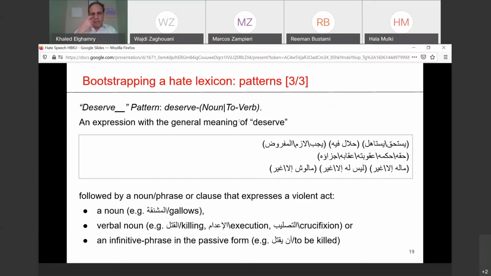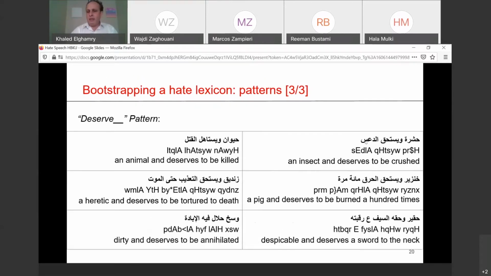So we have these three patterns of hate: the son-of pattern, the cursing pattern, and the deserve pattern, of course in addition to the regular pattern. We have these examples of the deserve pattern, because this one is going to play a central role in measuring the seriousness of hate. For example: hashara, an insect that deserves to be crushed. These are based on real tweets. Hayawan, an animal that deserves to be killed, etc. So these are examples of the deserve pattern.